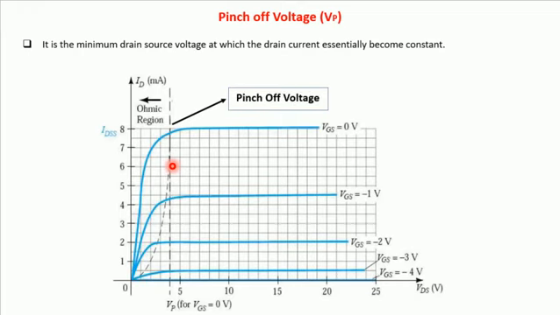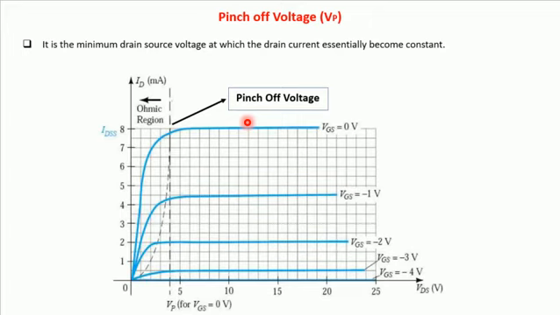Now, the most important region of operation is the saturation region, or the saturation level. How can we achieve the saturation level in the JFET? We can understand that after the pinch-off voltage, the drain current becomes constant, and this constant level is known as the saturation level. As we can see, constant values take place after the pinch-off voltage, and this region of operation is called the saturation level.